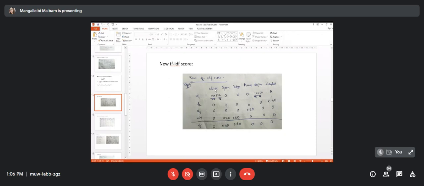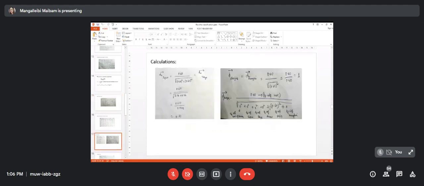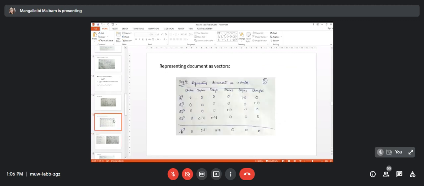In the denominator you have to write the TF-IDF scores: for Chinese, for Japan it is 0, for Tokyo 0, for Macau 0, for Beijing it is 0.60, for Shanghai it is 0. That is what is written here. So only for Beijing we have this square, other values are 0. Similarly, for all the terms in all the documents, you have to check the respective documents and calculate the vector values. After calculating the vector values, this is what we got.